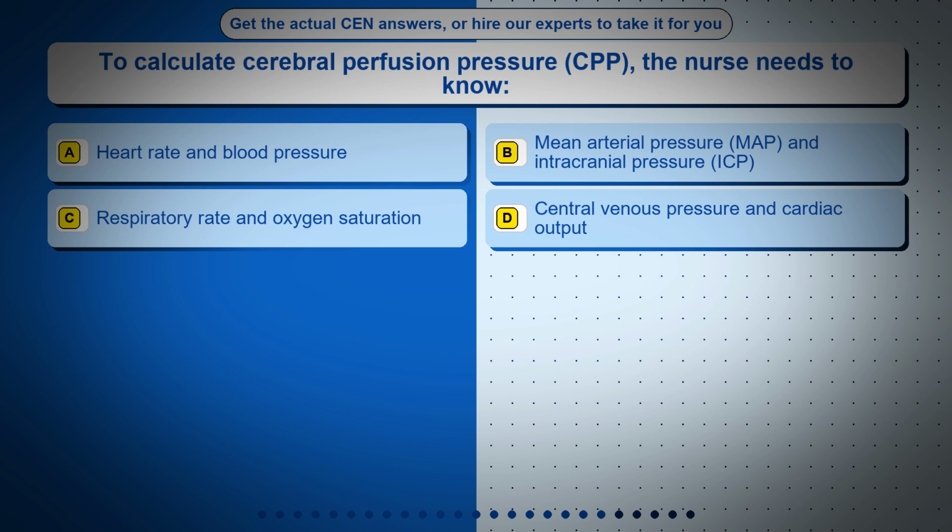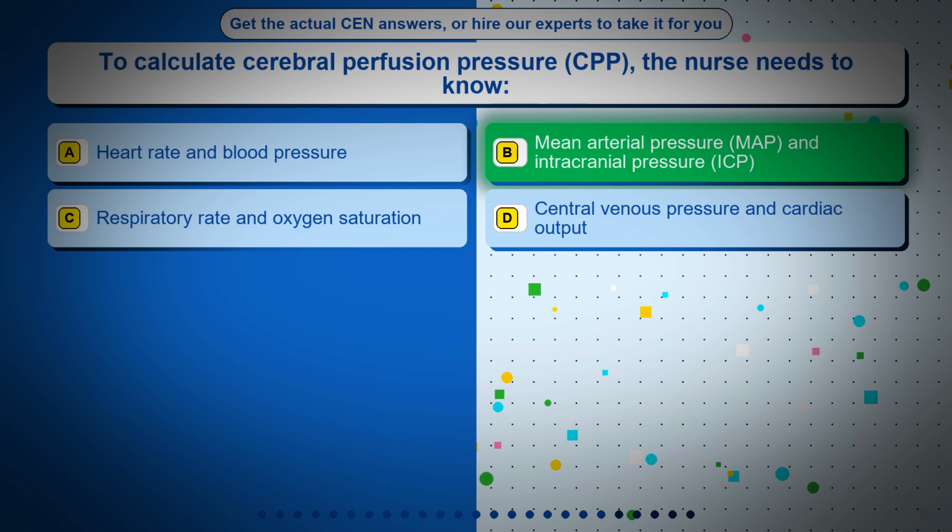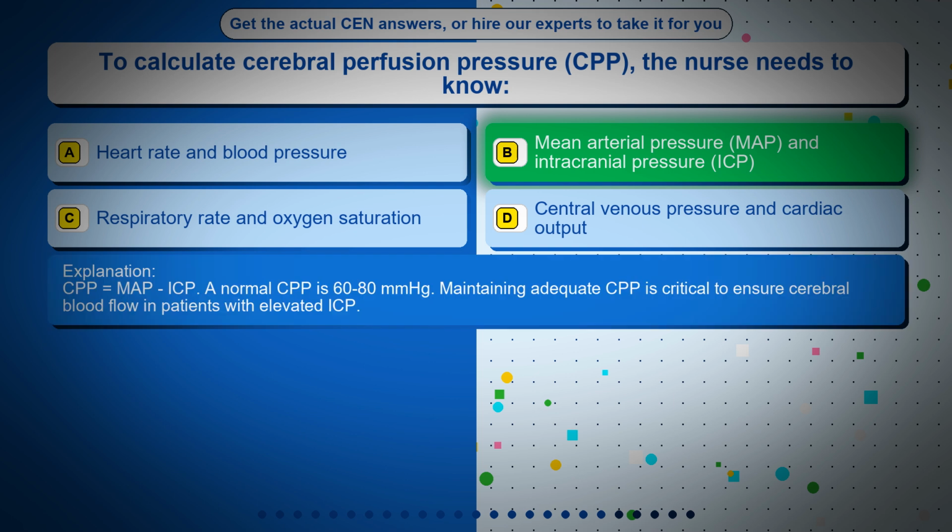Question 20. To calculate cerebral perfusion pressure, CPP, the nurse needs to know: Option A, heart rate and blood pressure. Option B, mean arterial pressure, MAP, and intracranial pressure, ICP. Option C, respiratory rate and oxygen saturation. Option D, central venous pressure and cardiac output. The correct answer is option B, mean arterial pressure, MAP, and intracranial pressure, ICP. CPP equals MAP minus ICP. A normal CPP is 60 to 80 mmHg. Maintaining adequate CPP is critical to ensure cerebral blood flow in patients with elevated ICP.